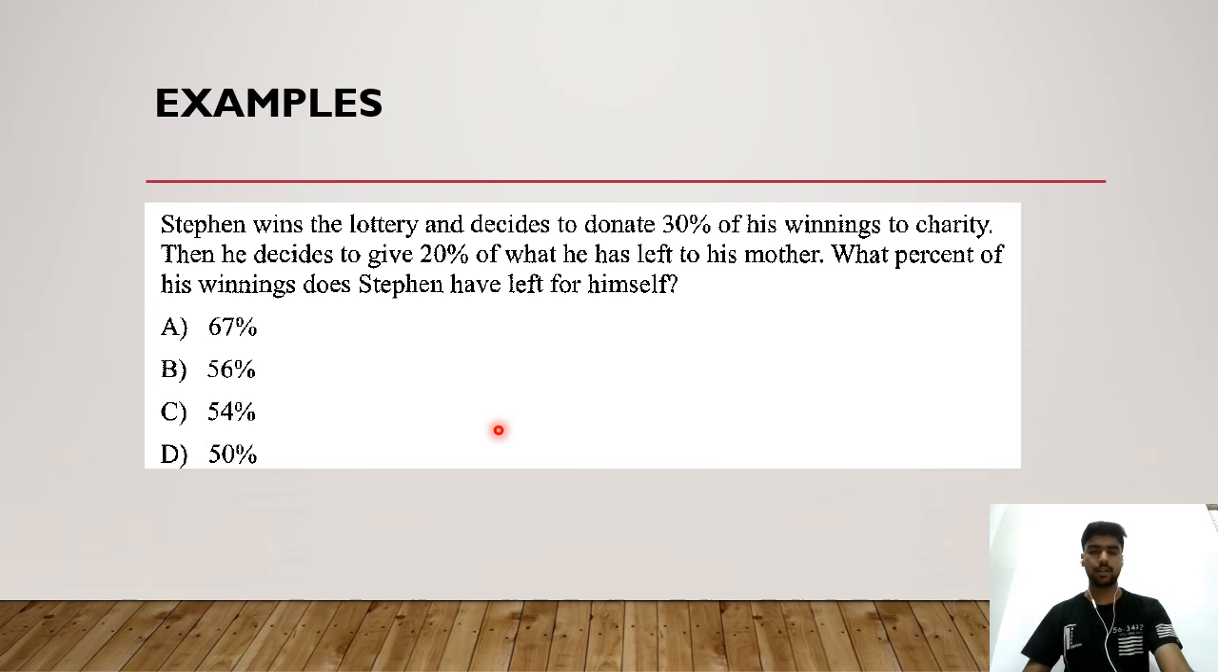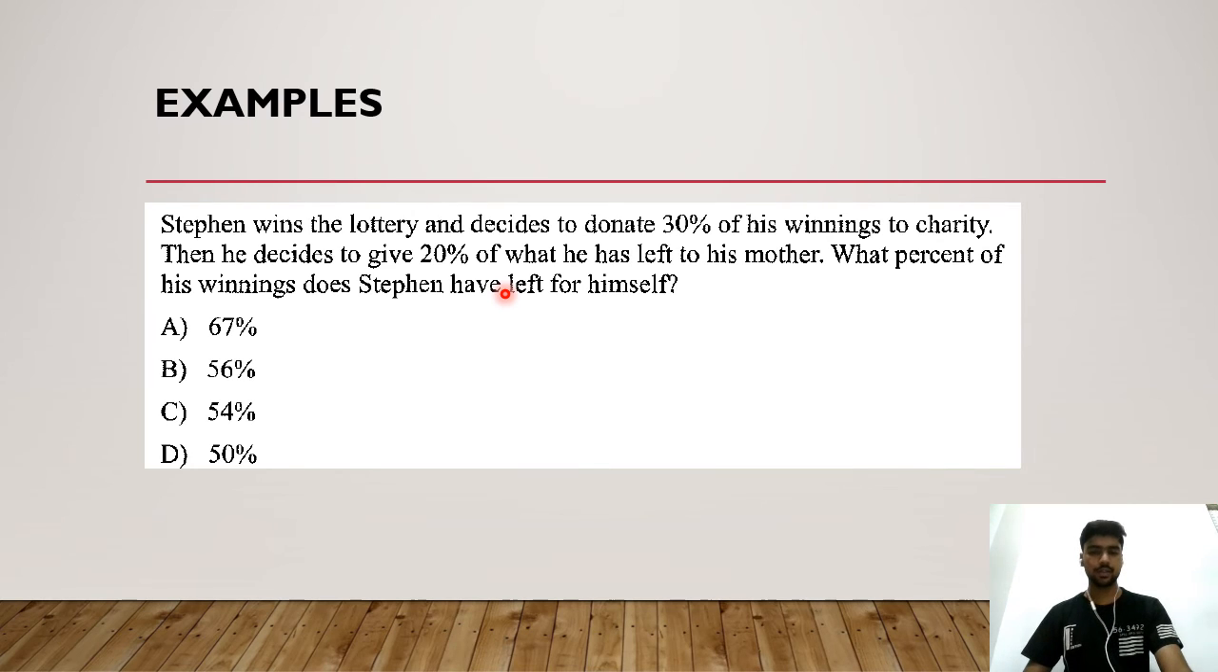If he won $100, he is donating 30% of his winnings to charity. So if he has $100, 30% of it would be $30. If he donates $30 to charity, he will be left with $70. And now he is deciding to give 20% of what he has left to his mother. What he has left was $70, and he is giving 20% of that $70 to his mother. So what is 20% of $70?